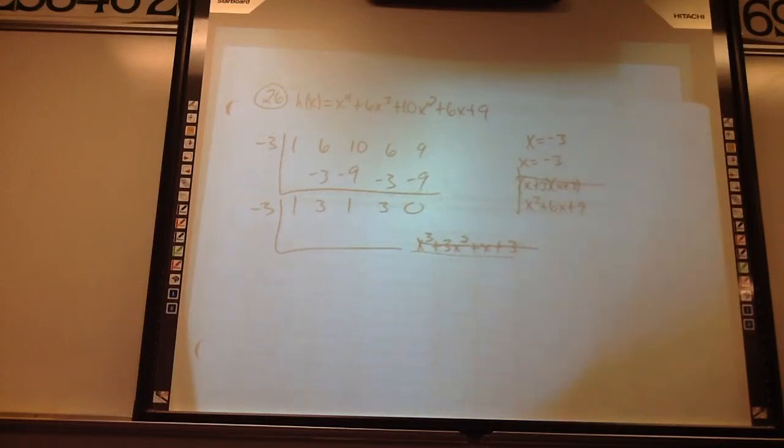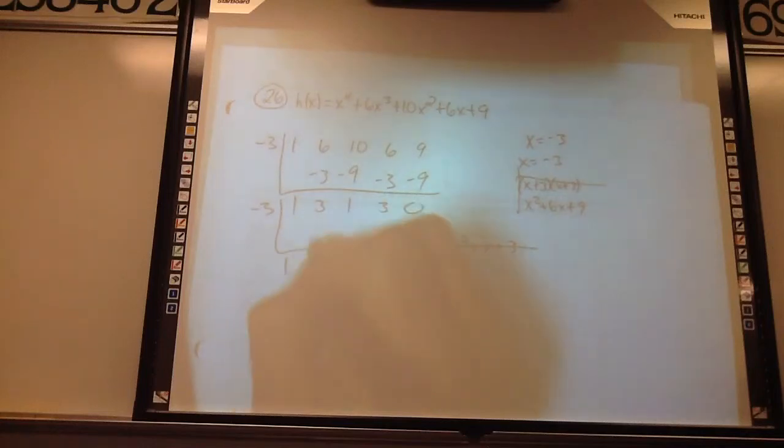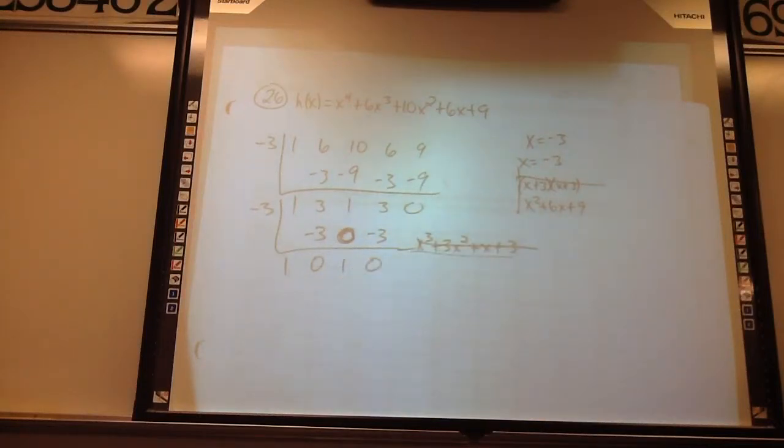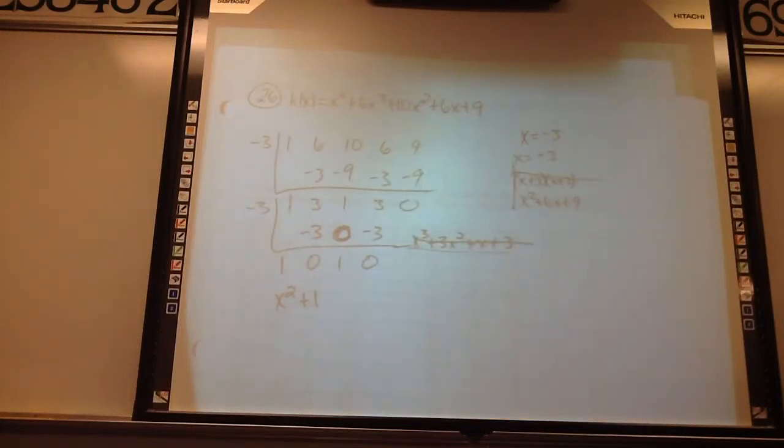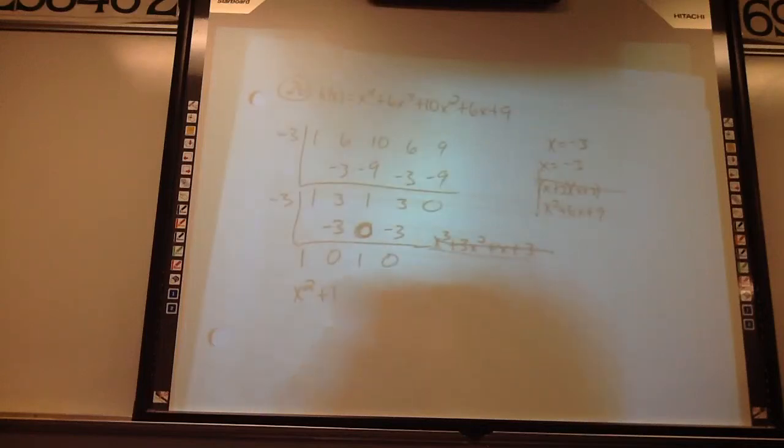Do it with negative 3 again, into the other repeated one. Take that one and do it: 1, negative 3, 0, negative 3. So you have x squared plus 0x plus 1. No remainder. So we've divided those out.